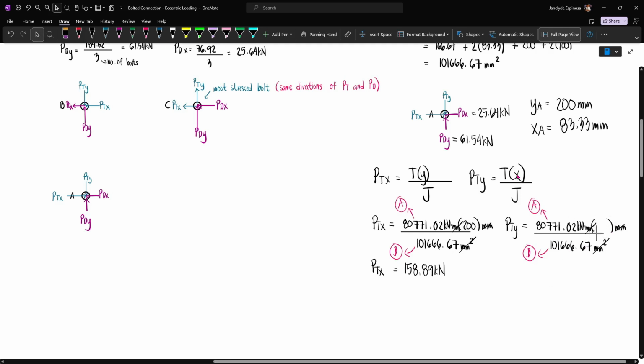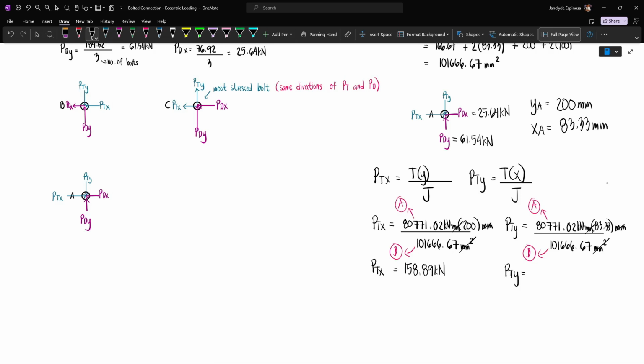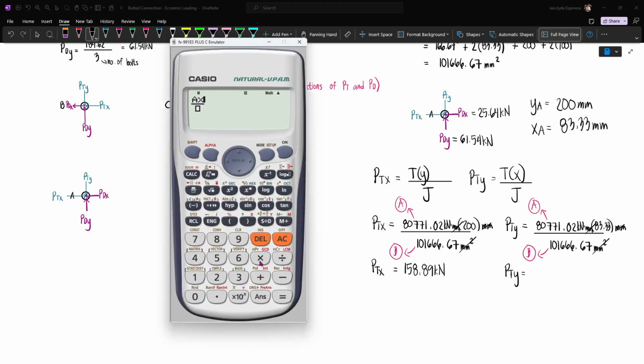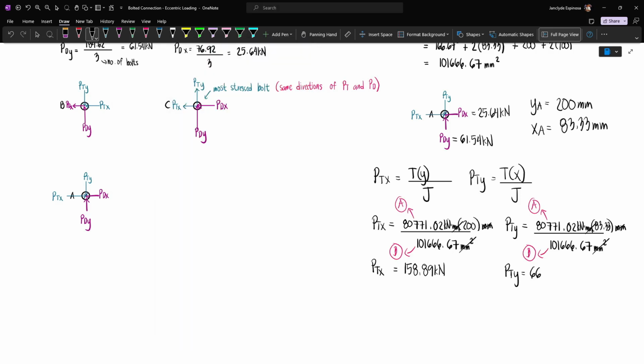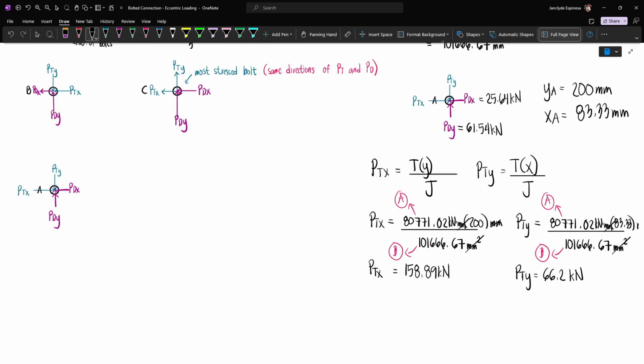Because we need x, xa is equal to 83.33. So changing this one, we can now solve PTY. So this is going to be A times 83.33 divided by B. This gives us 66.2, and this is in kN. And so this is now 66.2, while this is 158.89.